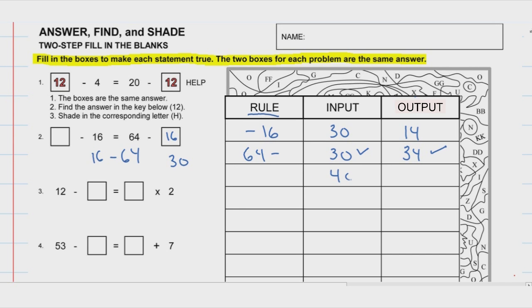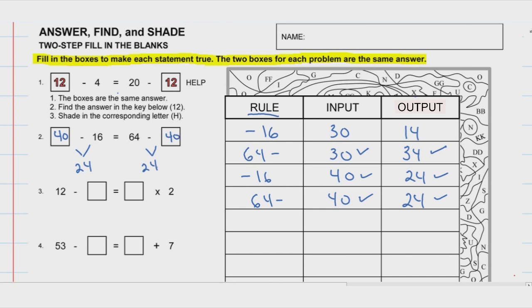If I put 40 here and 40 here, then I put my rule back, minus 16, 64 minus. 40 minus 16 is 24, and 64 minus 40 is 24. Woohoo! Do you see how I got the same answer for the output, and we use the same answers for our input? In our box, we're going to put 40. And 40, because 40 minus 16 is 24, and 64 minus 40 is 24.